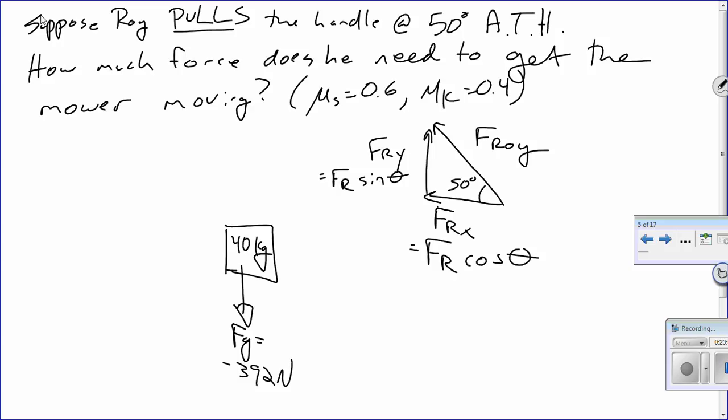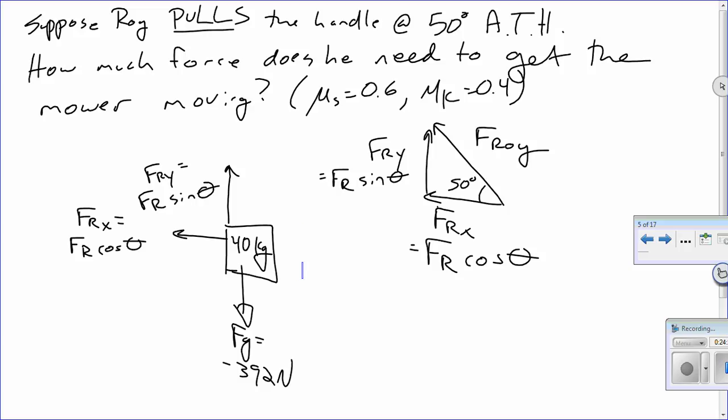So, let's put in as much as we can. Here's what we know. We know that this force over here, FRX, is FR cosine theta. And we know that the y component of that force is FR times the sine of theta.